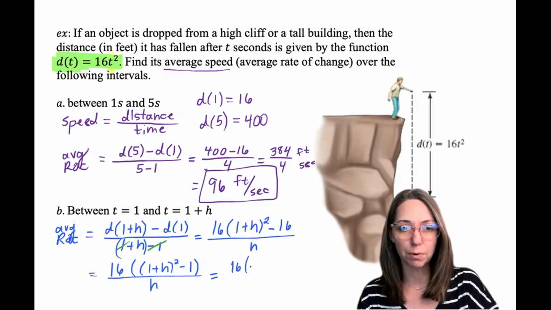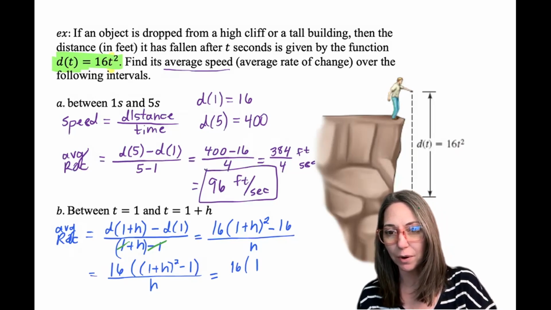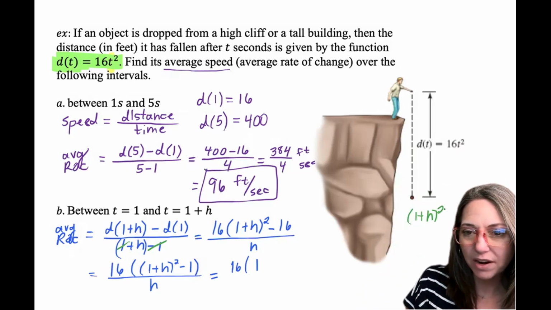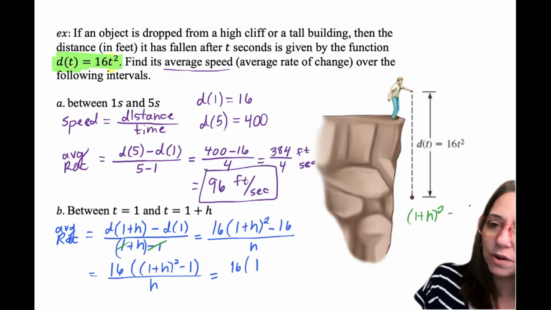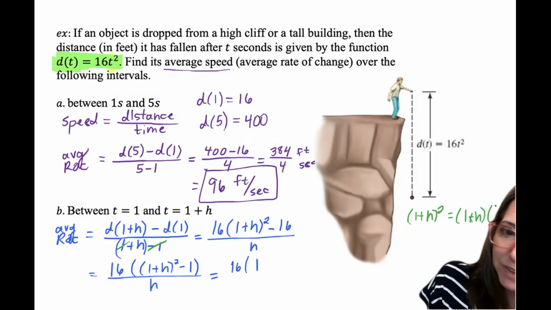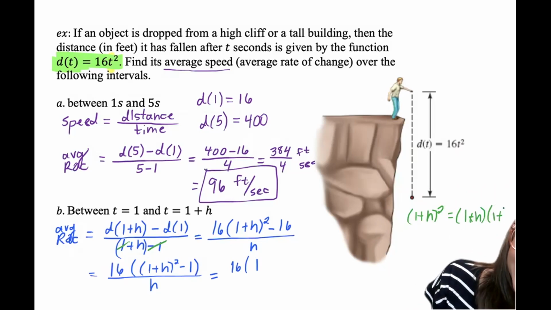So the first two terms are both 1. The outside term is 1 times h, if you can imagine. Maybe I should just show you what I'm doing. 1 plus h all squared is equal to 1 plus h times itself, 1 plus h. We're going to FOIL that.